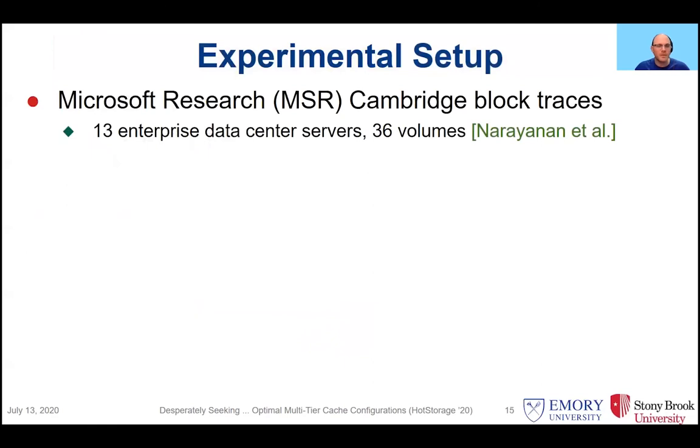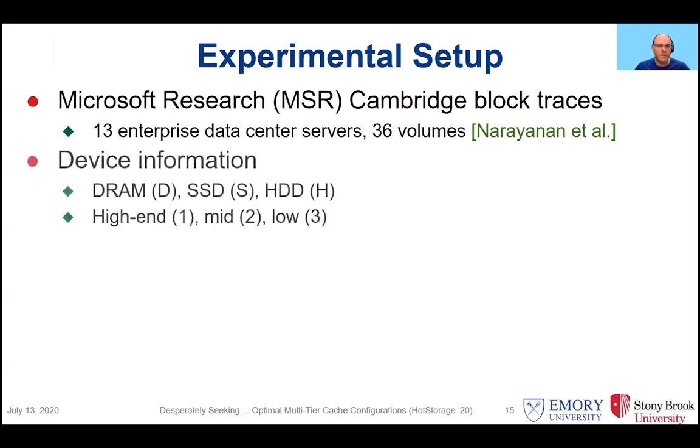We experimented using the Microsoft Research block traces. These traces were collected at Microsoft from 13 enterprise data center servers, each containing 1 to 5 storage volumes for a total of 36 traces. We evaluated configurations using 3 types of devices: DRAM, SSD, and HDD. We used 3 models for each type of device, which we categorize as high-end, mid-range, or low-end, based on their relative performance characteristics and prices. In our evaluation plots, we labeled these using a letter and number, such that high-end DRAM would be D1, mid-range SSD is S2.